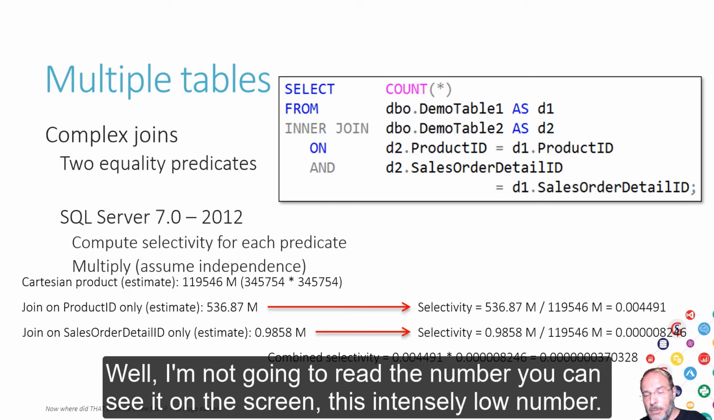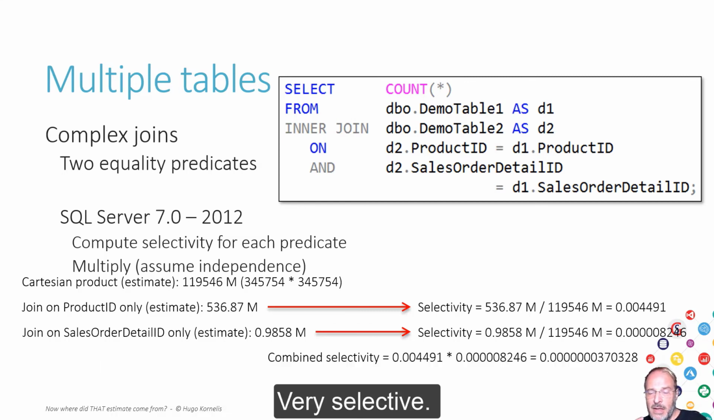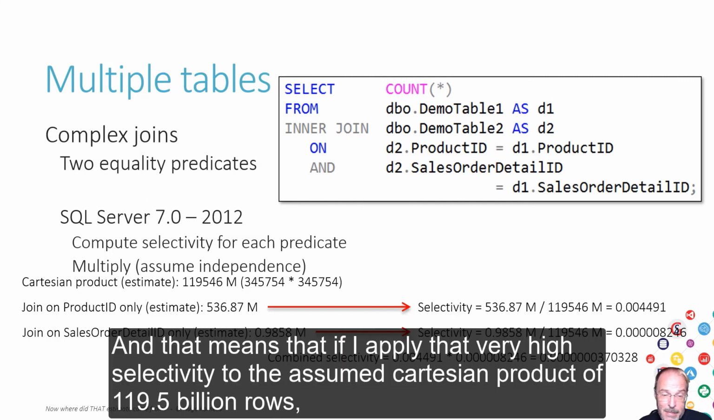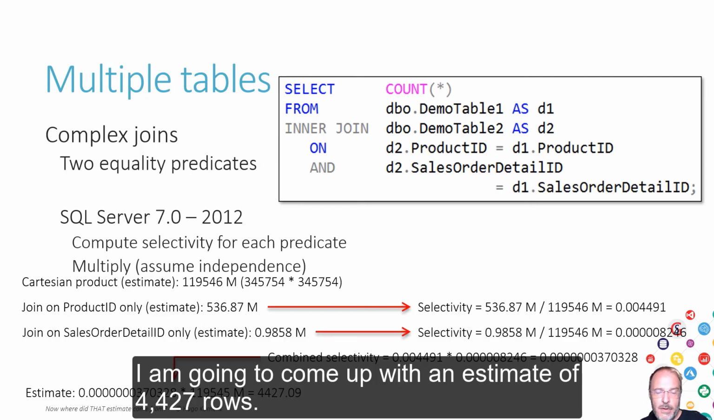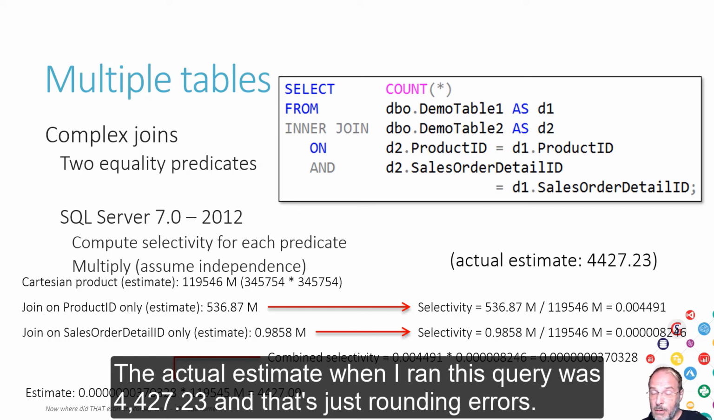Well, I'm not going to read the number. You can see it on the screen. This intensely low number, very selective. And that means that if I apply that very high selectivity to the assumed Cartesian product of 119.5 billion rows, I'm going to come up with an estimate of 4,427 rows. The actual estimate when I ran this query was 4,427.23, and that's just rounding errors.